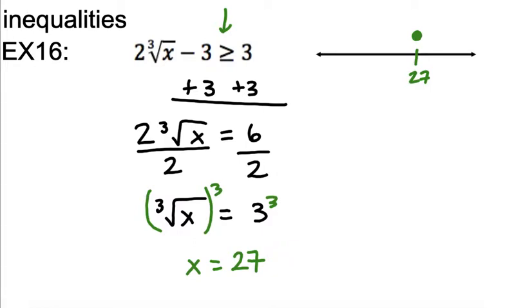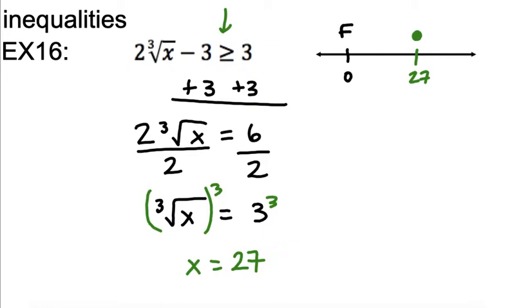So then I pick a value. Maybe I'll pick 0. Is 2 times the cube root of 0... well, the cube root of 0 is 0. So 2 times 0 is 0. Minus 3 is negative 3. Is that greater than or equal to 3? No, it's not. So this is false.